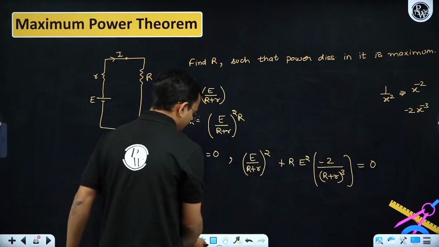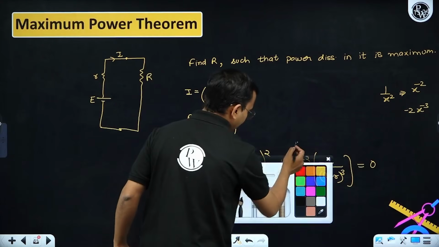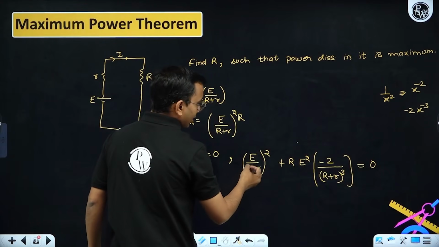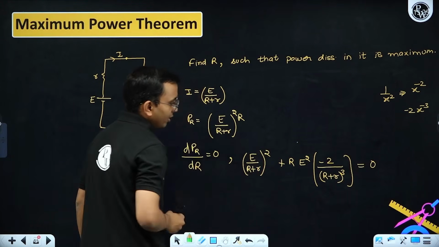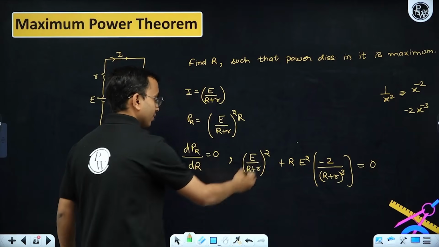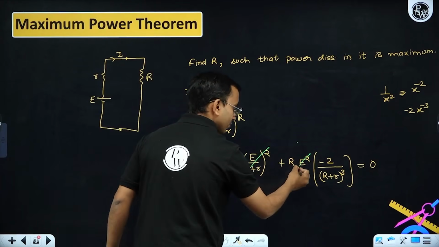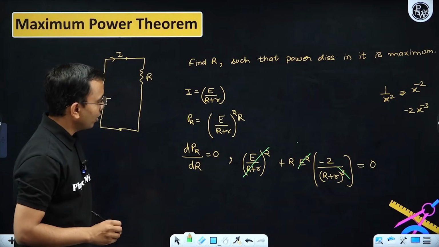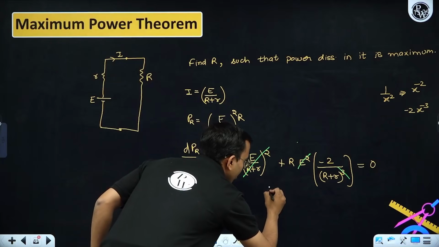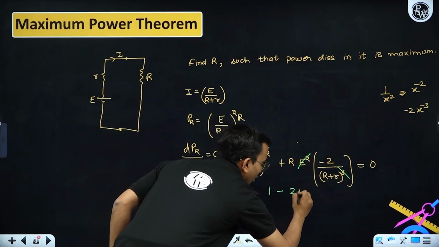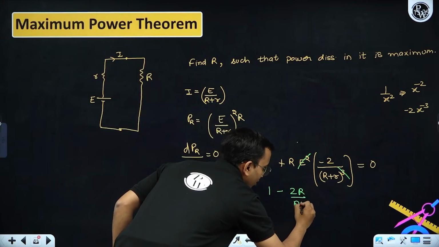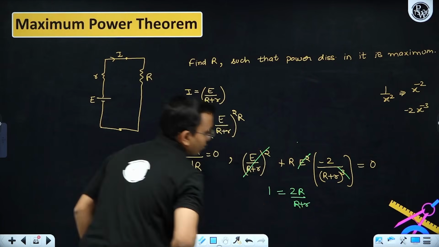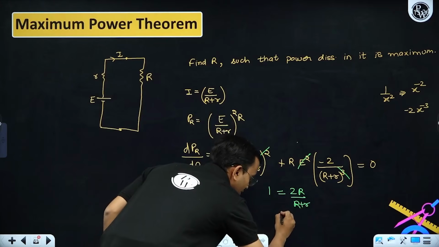If I make this equal to 0, try to simplify from here. E square divided by R plus r square, this I'll take common. So this will become 1 minus 2R divided by R plus r. This is equal to 0, so this is equal to this. So R is equal to r.